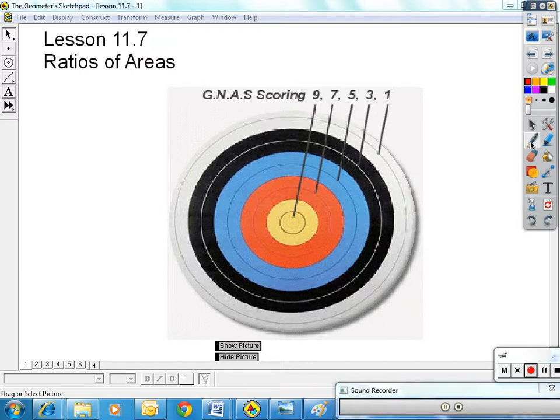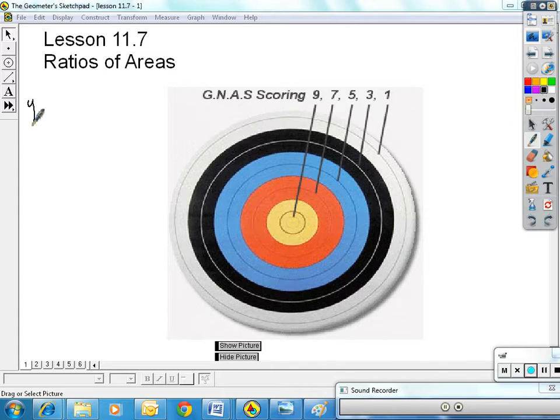Okay, well, we know the best spot to hit is the bullseye. Is it worth the most because it's in the center? The answer to that is no. It's not because it's in the center. It's because it has the least amount of area.